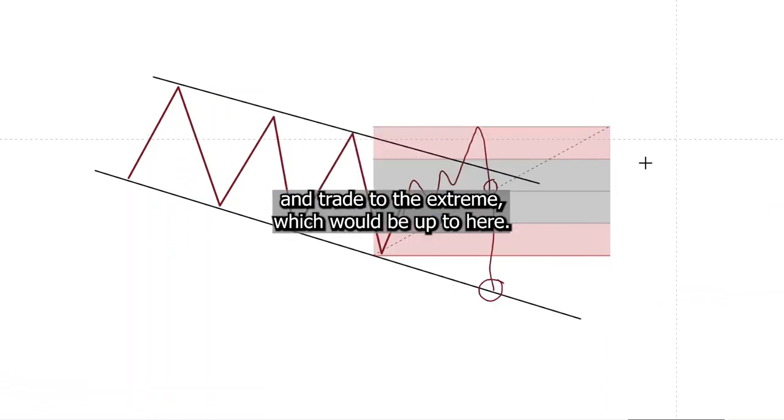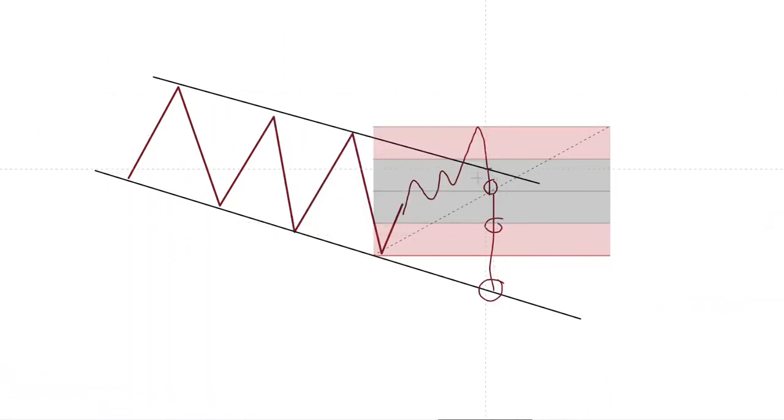And what you can always do is pull out your fib and trade to the extreme, which would be up to here. So you have the free reign from here all the way to here. And you can even take price all the way back down to your diagonal extreme.